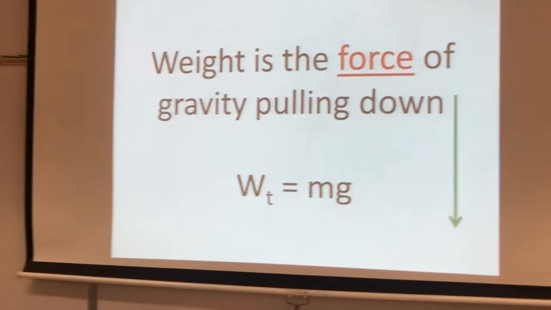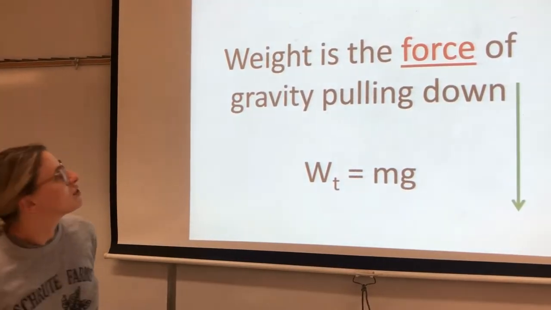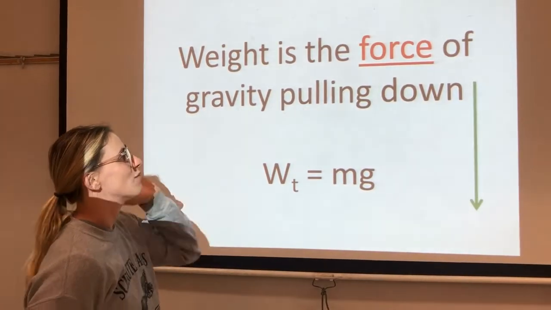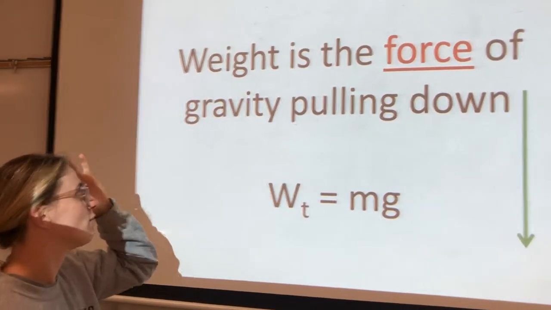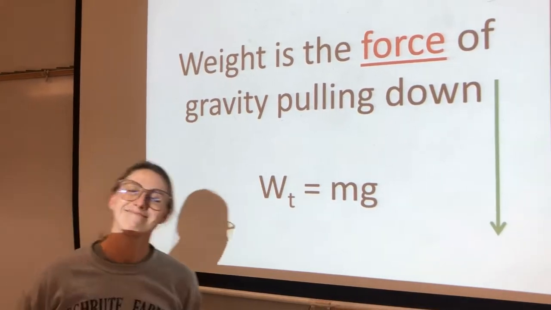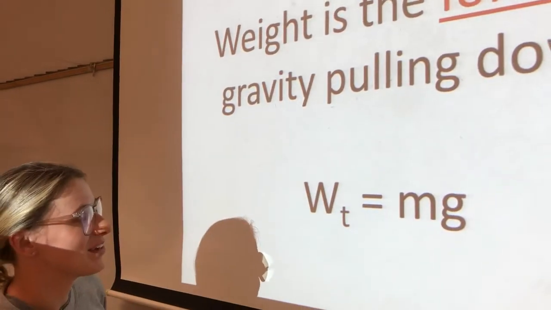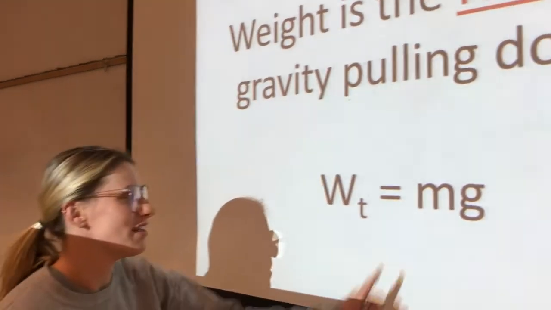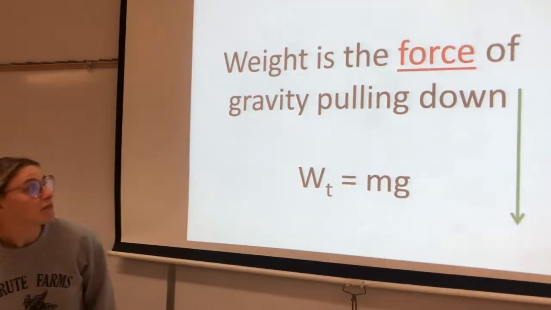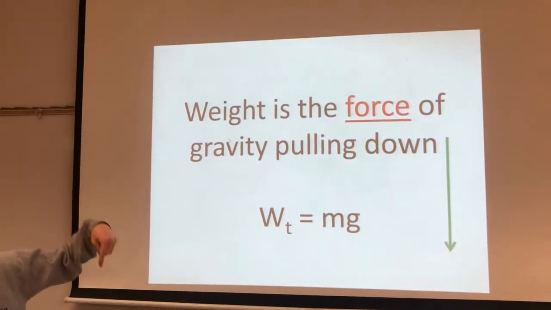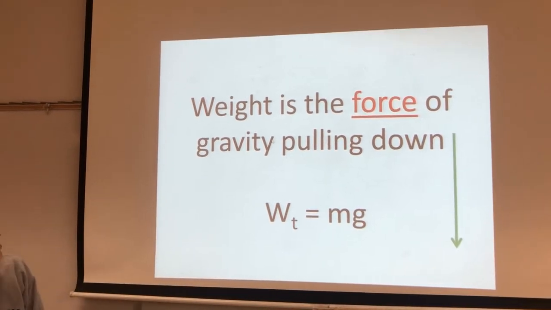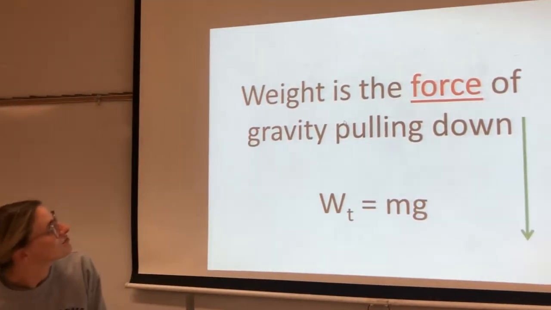Let's talk about weight. And I've been kind of alluding to weight. Here is our formal definition. Weight is the force of gravity pulling down. And how do you find weight? The same way we find the force of gravity: mass times the acceleration due to gravity, times g. So if you want to know what the force of gravity is pulling down, it's the same thing as your weight on the earth.